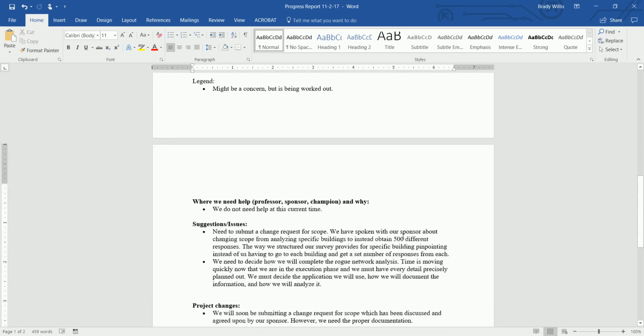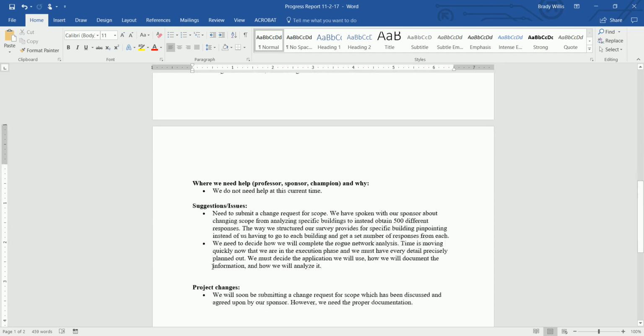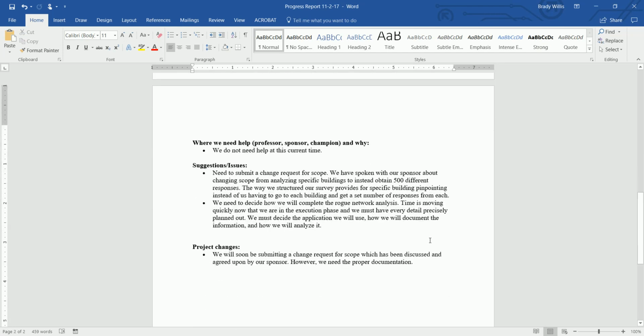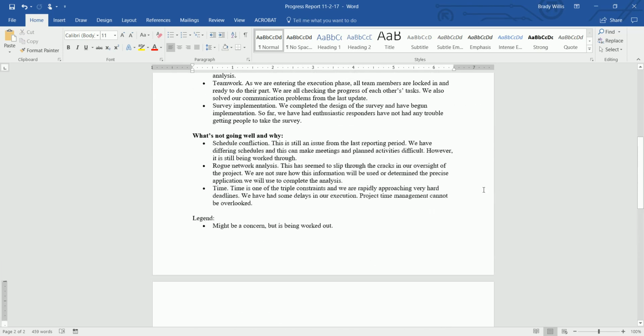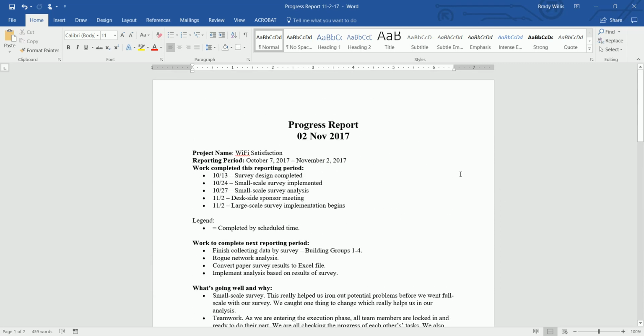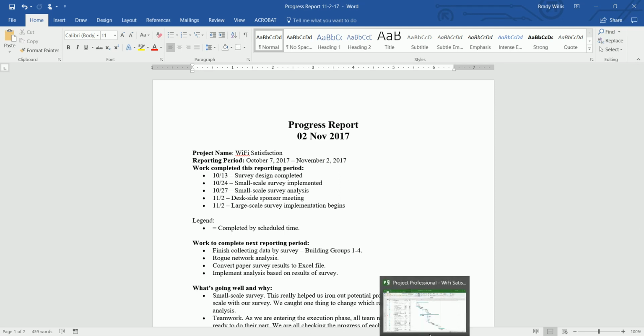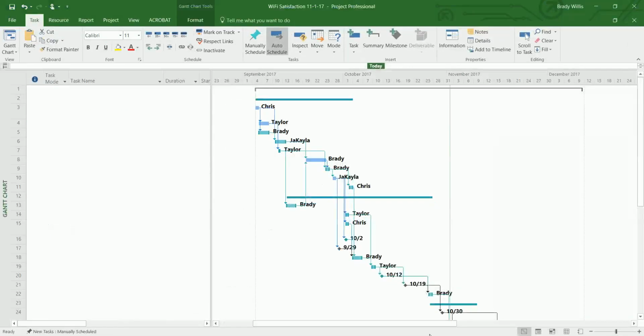So some suggestions. We decided that we're going to do a rogue network analysis, but we've had some problems figuring out exactly how we're going to do that, what application, what software we're going to use to do that. So with that in mind, we need to have a meeting and get that figured out.